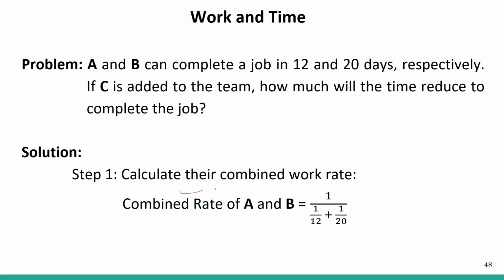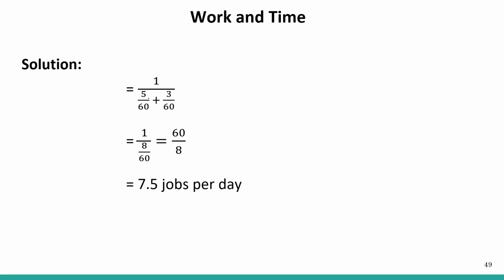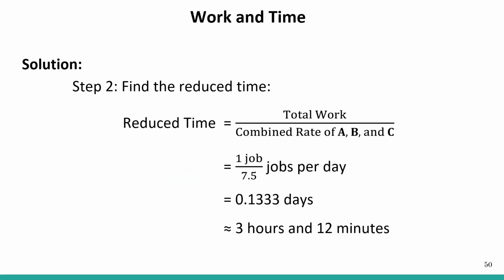So calculating their combined work rate. The combined work rate of A and B is equal to 1 by 12 plus 1 by 20. Okay, so 5 by 60 plus 3 by 60 is equal to 8 by 60, which is 1 by 7.5 jobs per day. So finding the reduced time: total work done by the combined rate of ABC is equal to 1 by 7.5, which is 0.1333 days. That is approximately equal to 3 hours and 12 minutes.